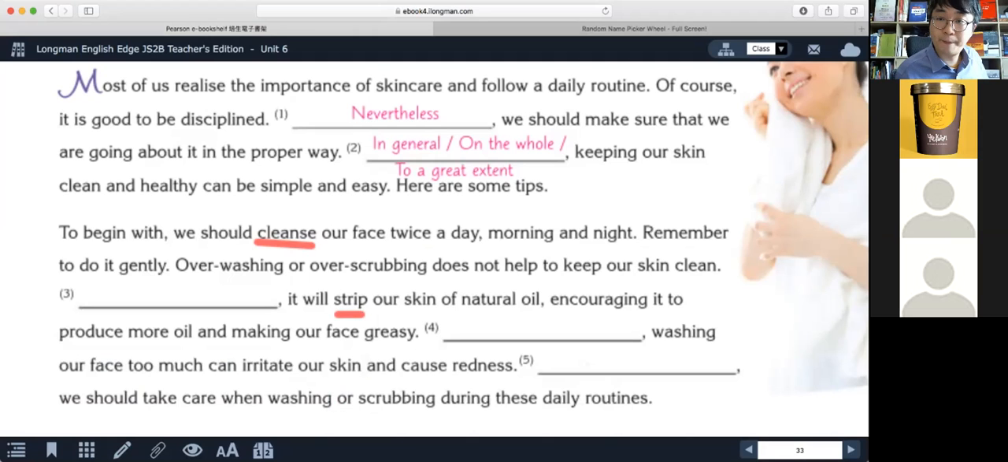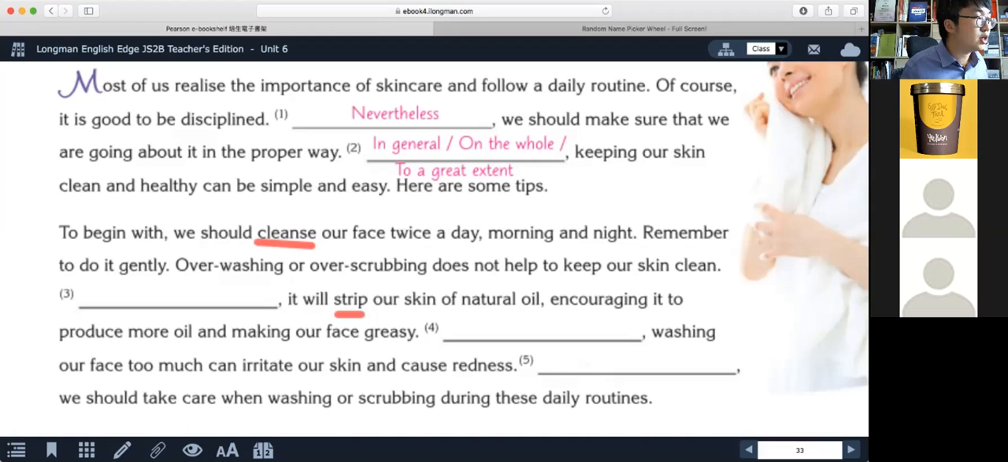Okay, strip. Yes. It means you remove something. So it will strip our skin of natural oil. It means it removes natural oil from our skin. All right, thank you, Jason.